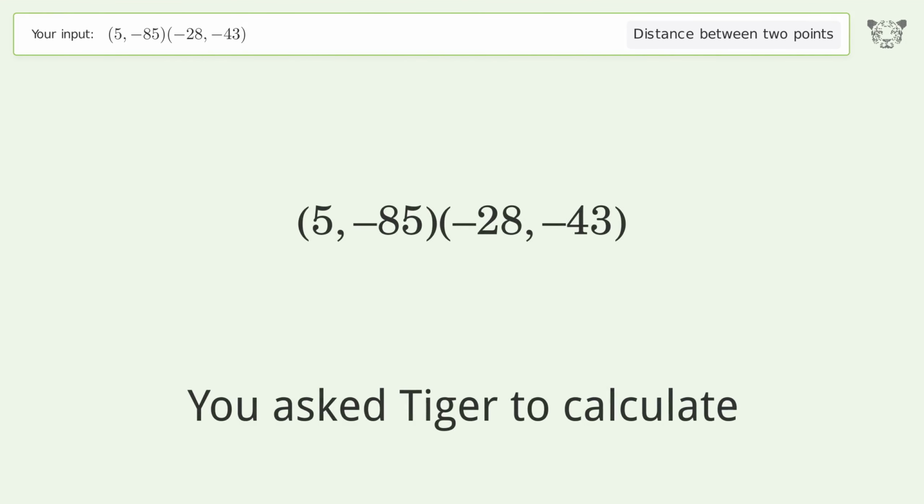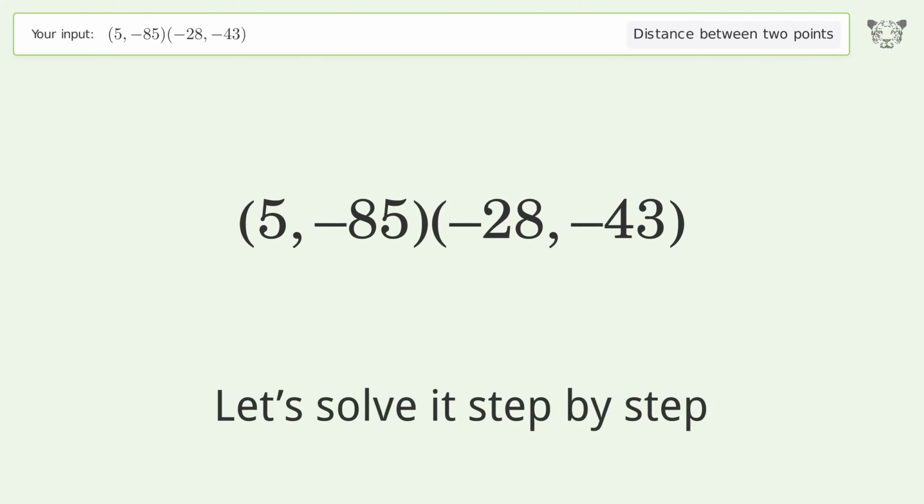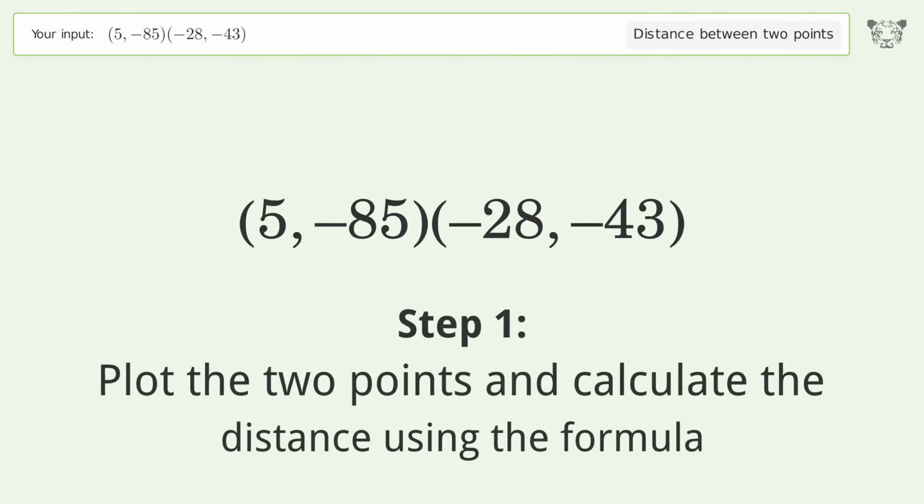You ask Tiger to calculate. This deals with the distance between 2 points. The distance between the 2 points is the square root of 2853, or 53.413. Let's solve it step by step. Plot the 2 points and calculate the distance using the formula.